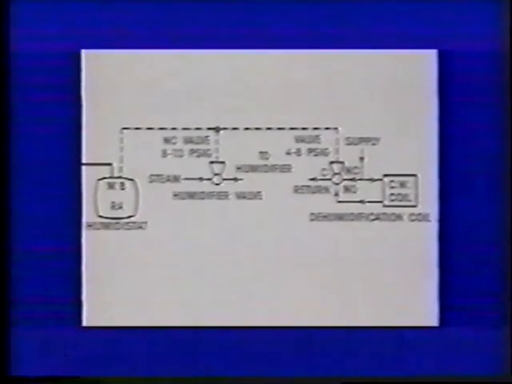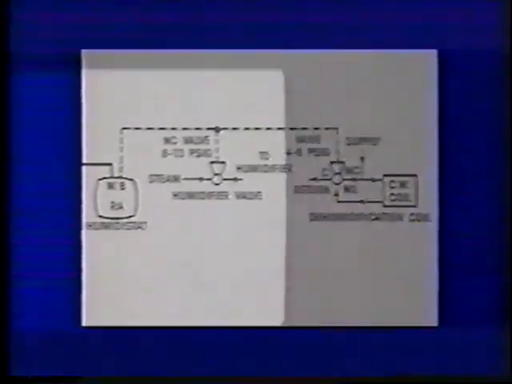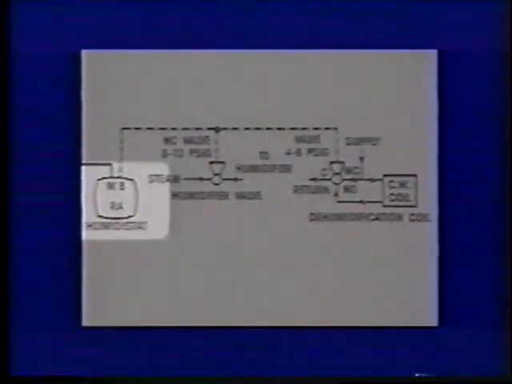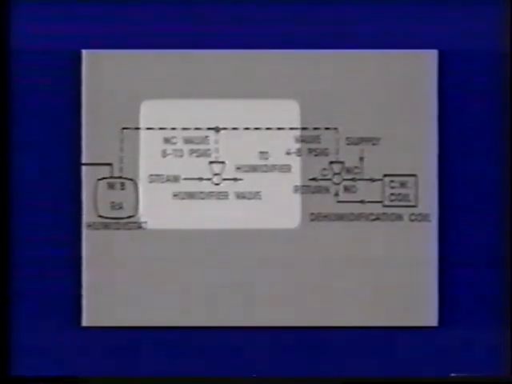Here is an application drawing of a humidistat controlling both a humidifier and dehumidifier. Notice the spring ranges on the valves. The reverse acting humidistat increases the branch line pressure as the humidity in the space decreases, opening the normally closed 8 to 13 psig valve, allowing steam to flow to the humidifier. As the humidity returns to set point, the branch line pressure returns to 9 psig.